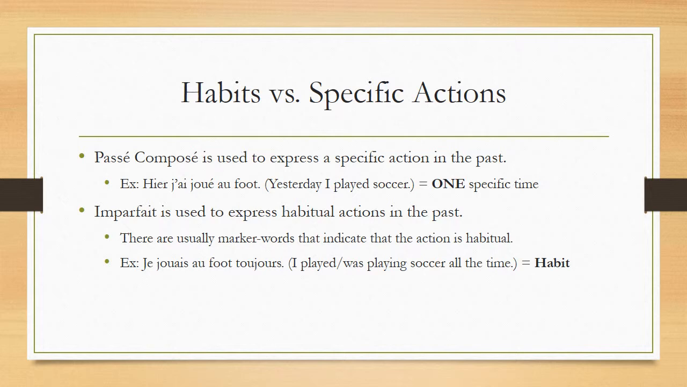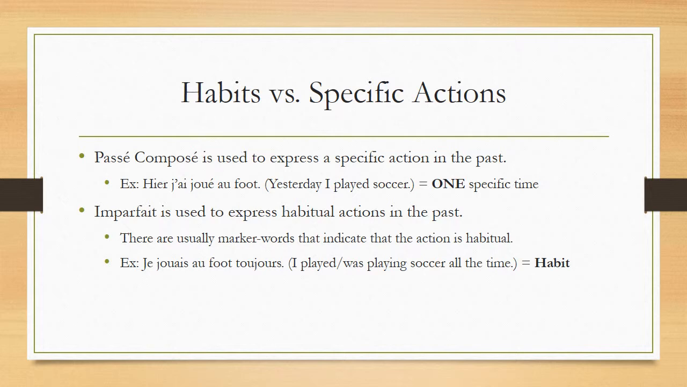So habits versus specific actions. Passé composé is used to express a specific action in the past. So for example, hier j'ai joué au foot. Yesterday I played soccer. So at one specific time, yesterday, I played soccer. It's done, it's finished in the past.